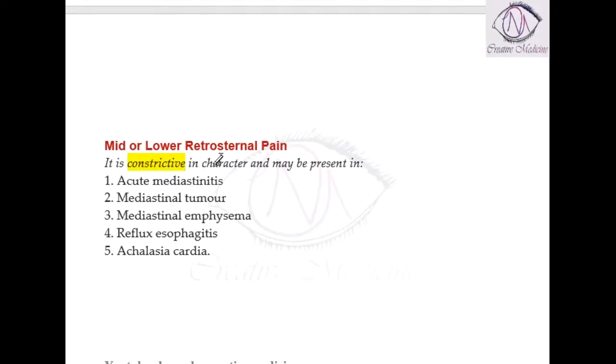So this mid or lower retrosternal pain is seen in acute mediastinitis, mediastinal tumor, mediastinal emphysema, reflux esophagitis, or in achalasia cardia.